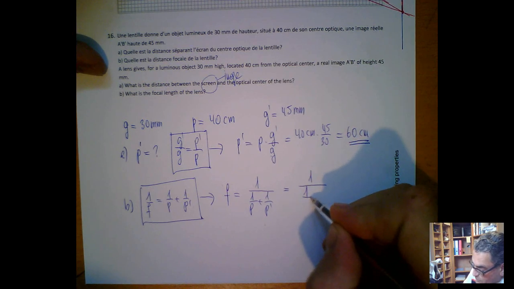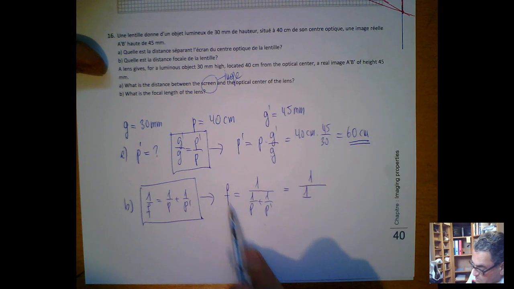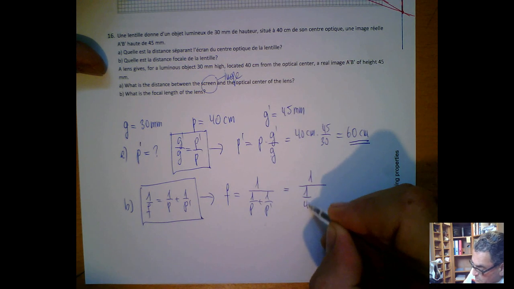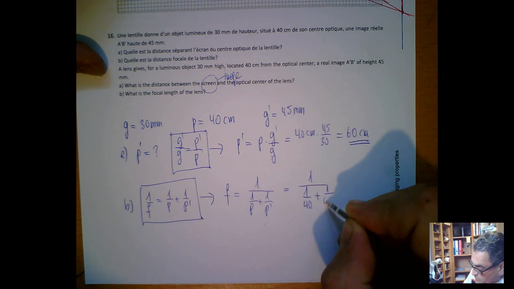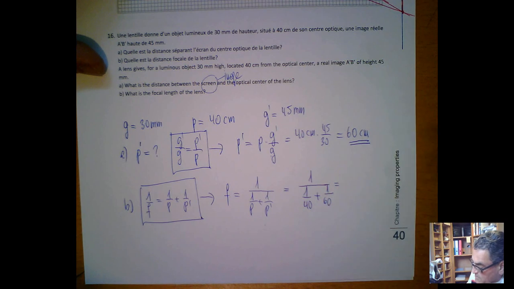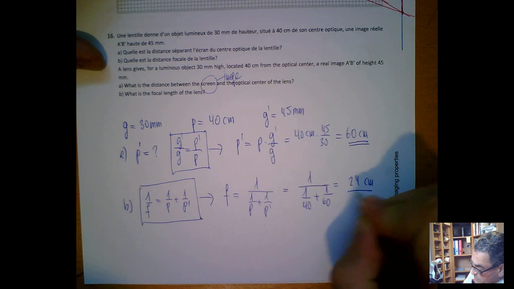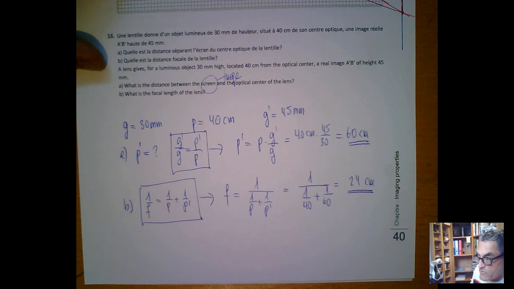It's 1 over, so if we want centimeters here, we should have centimeters down here. So p in centimeters is 40, and p prime, we just computed it, it's 60. So now if I compute all that, 40 1 over x plus 60 1 over x, equal, this gives me 0.041, but it's the inverse. I have to do 1 over x, and what I find is a very nice round number, which is 24 centimeters.